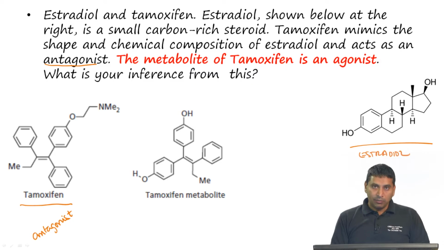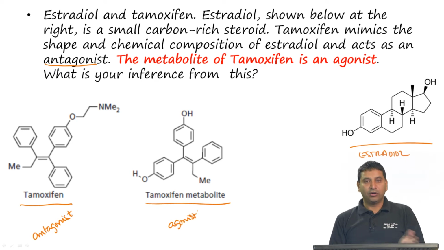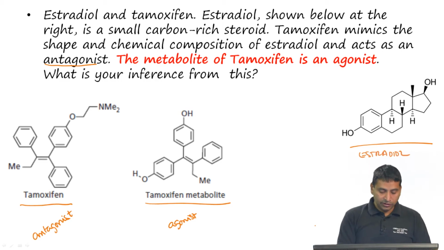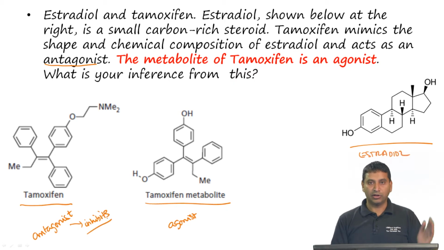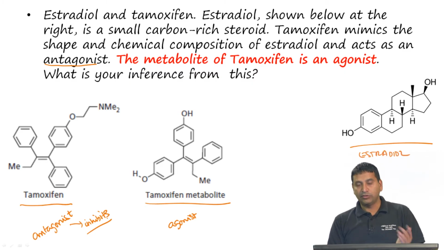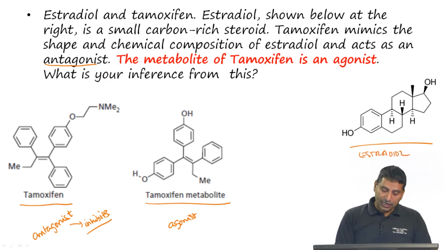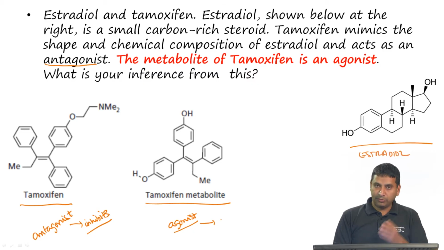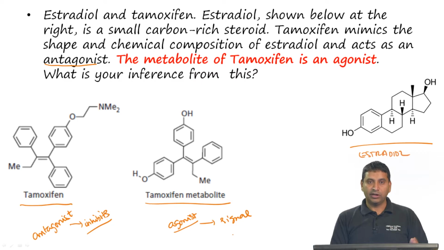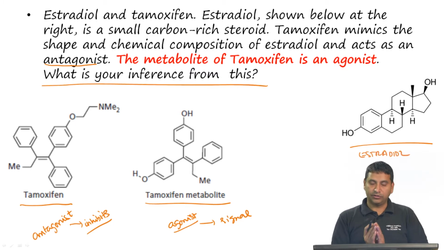Now the metabolite of tamoxifen, that is shown here, is an agonist, right. So let us recall what an antagonist and an agonist is. Antagonist inhibits the function of the receptor, or reduces the signal transmission by the receptor by binding to the same site pretty much as the natural ligand. An agonist, on the other hand, competes for the same site, but it increases or it elicits the same response. So the difference between the antagonist and agonist in this case is that one has a function which is exactly opposite to the other. So the question here is, what is your inference from this?